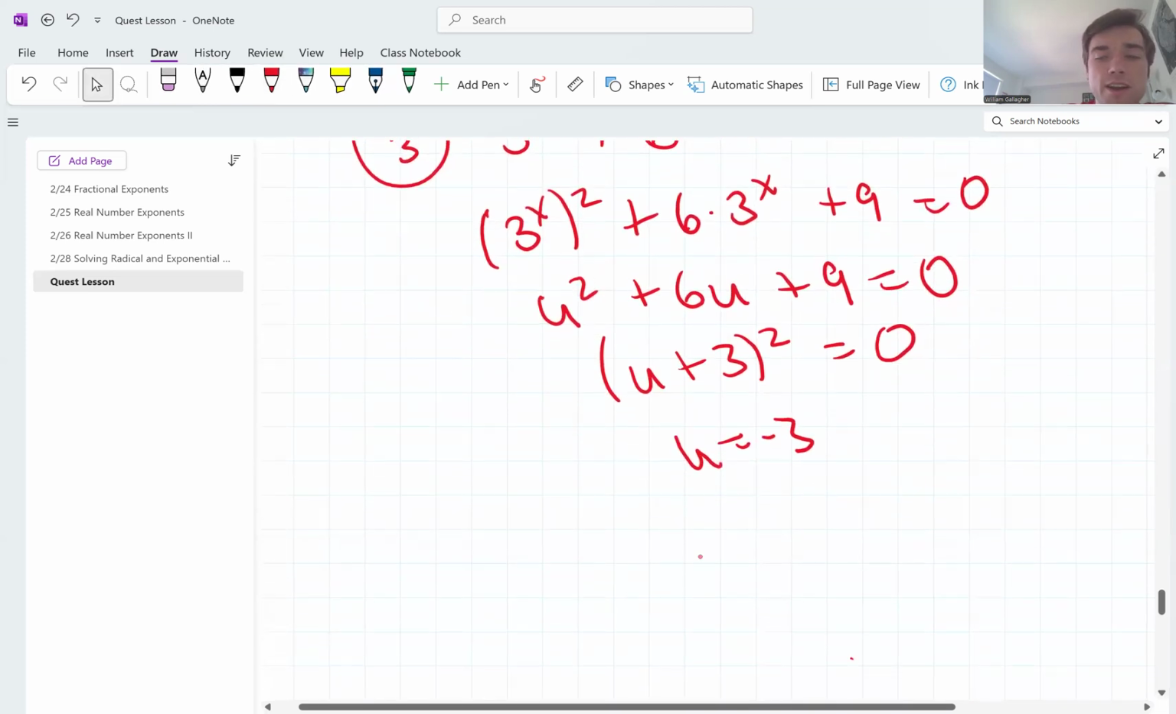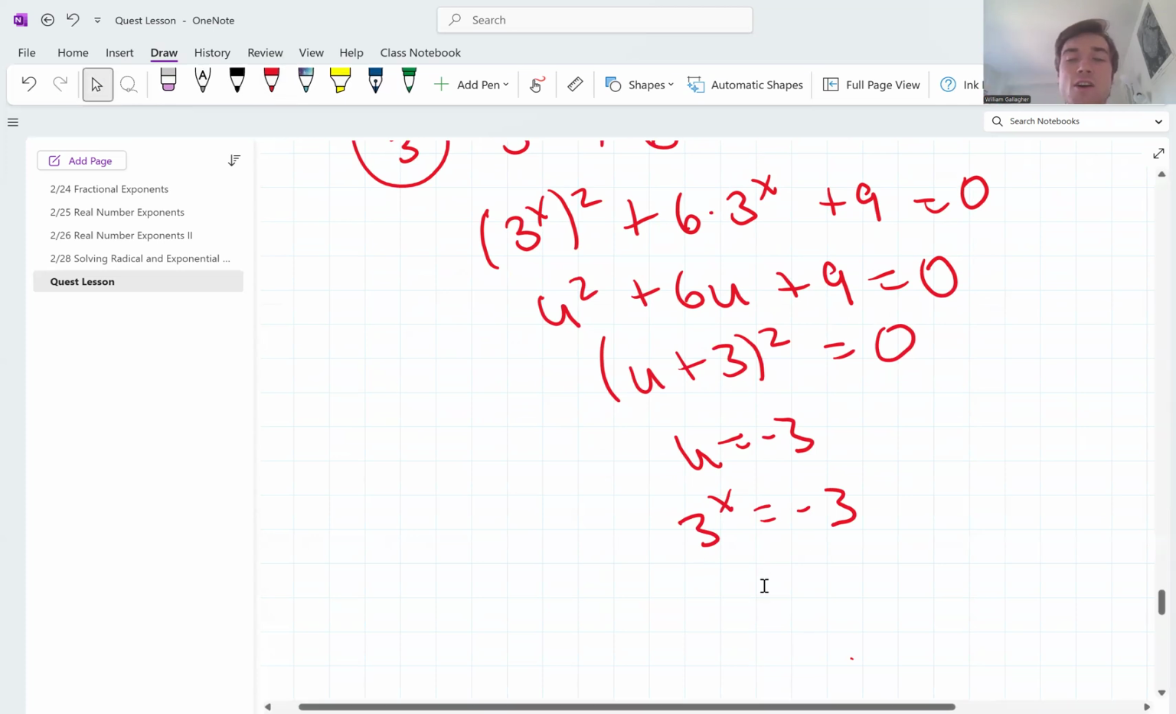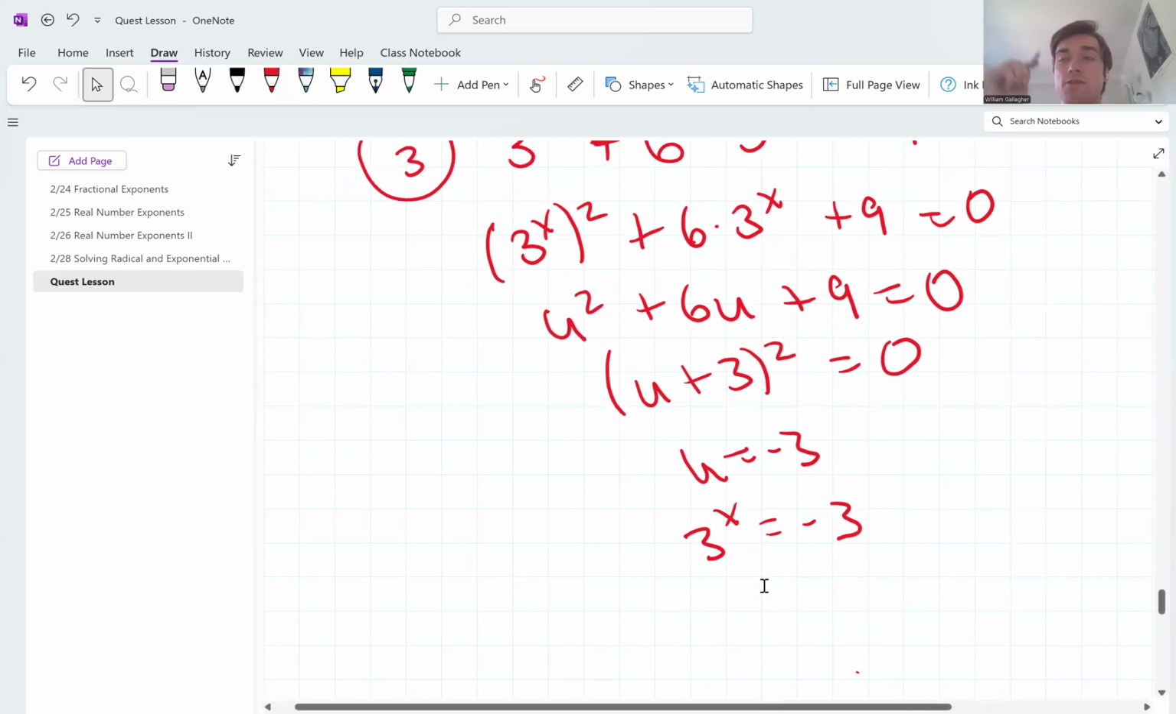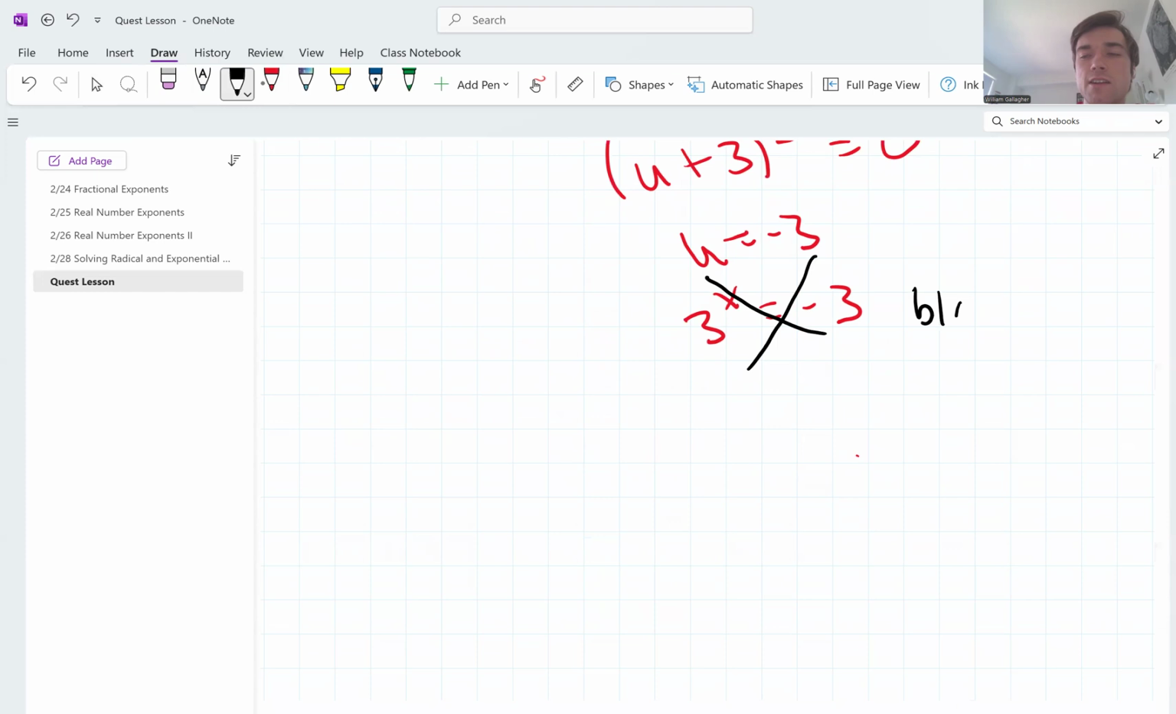And so, of course, we're not done. 3 to the x equals negative 3. But this should, again, set off alarm bells in your head. We know that the range of 3 to the x is strictly greater than 0. So this is never going to be true, and that's because 3 to the x is strictly greater than 0.